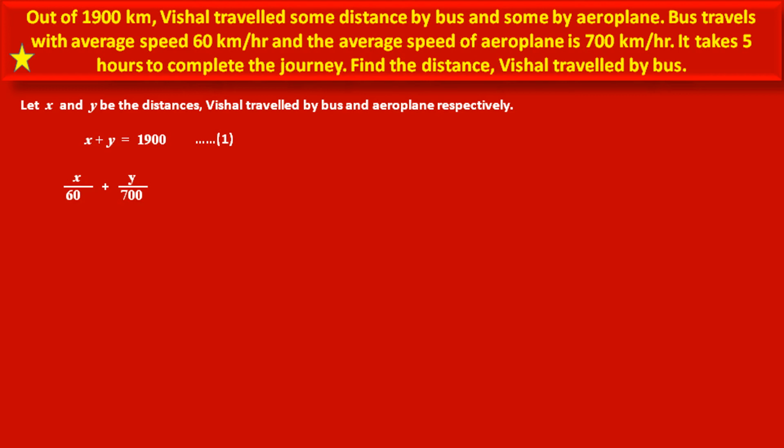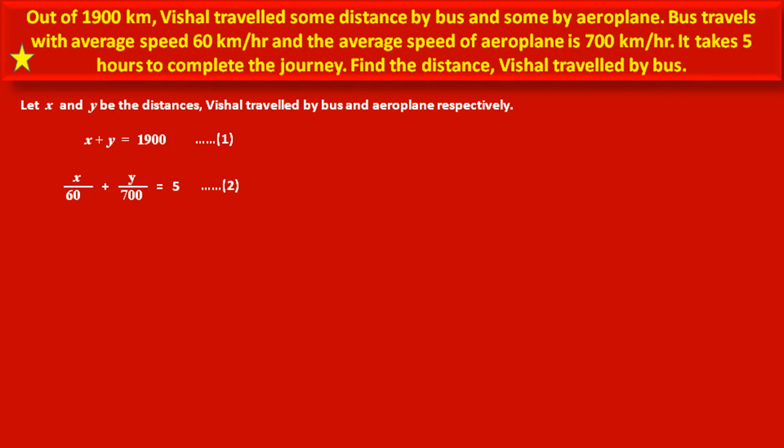Its speed is 700 and distance covered by aeroplane is y. So the time required to complete that distance by aeroplane is again distance upon speed. So distance is y, so y upon 700. So time taken by bus and time taken by aeroplane together, total time is given, 5 hours, so is equal to 5. This is our equation number 2.